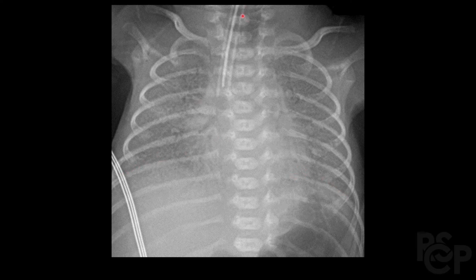We notice that the patient is intubated. So again, this is a respiratory distress syndrome because we have bilateral hazy opacities, no signs of pleural effusion, and a small lung volume. And again, they're premature, presenting with respiratory distress.